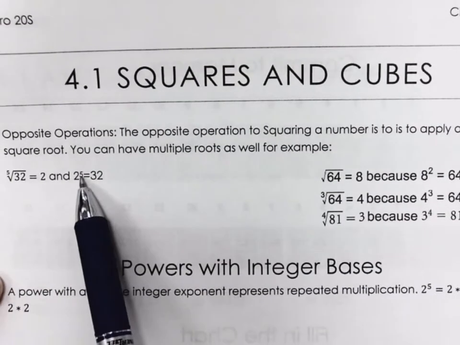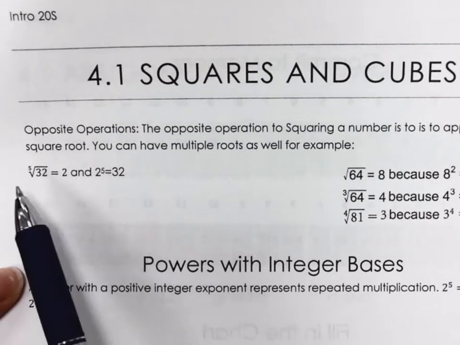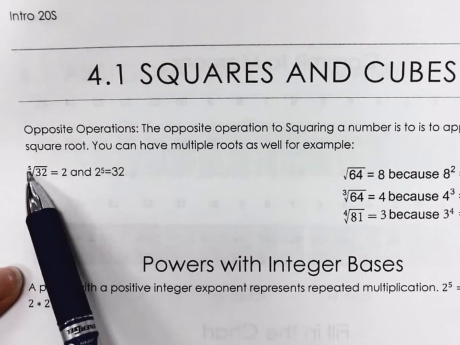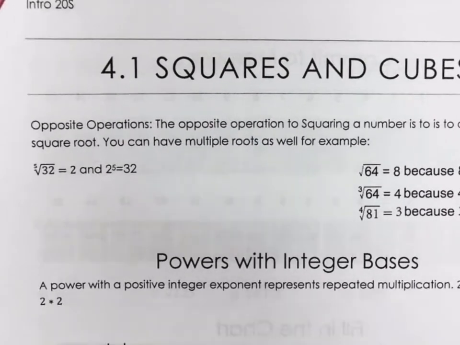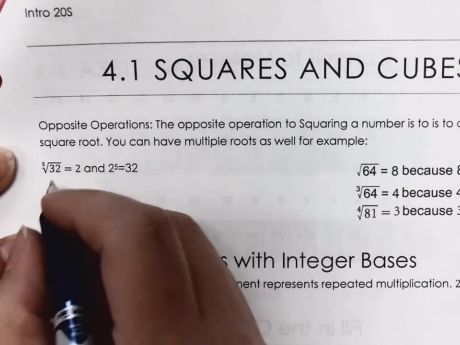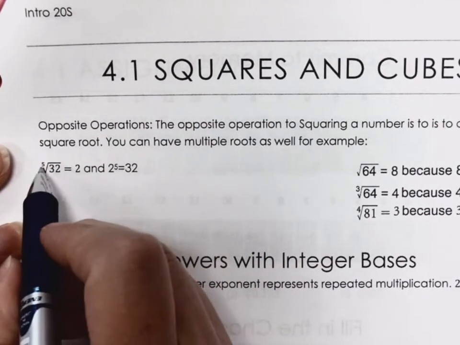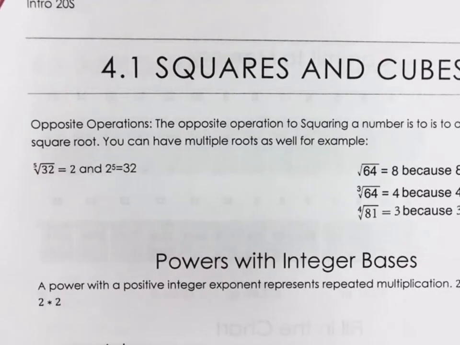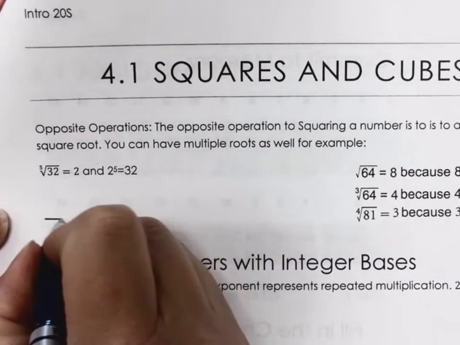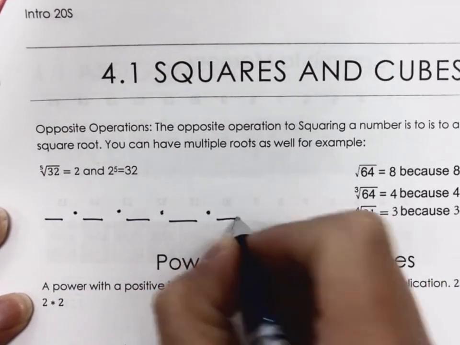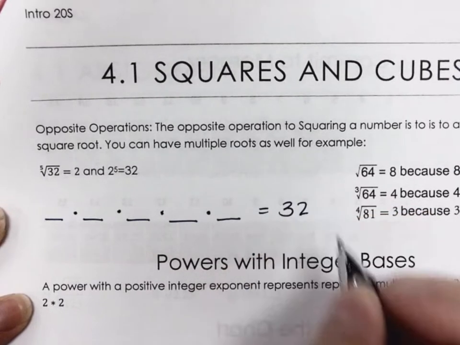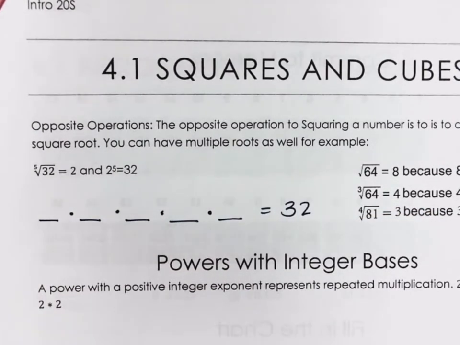They were really important because they're going to be super helpful for you. If you have something to the exponent 5, you can actually apply a 5th root to it. We've probably only dealt with square roots, and now we're going to expand that a little bit bigger. So what this means is I'm going to take what number multiplied by itself 5 times gives me 32. So 1, 2, 3, 4, 5. What number, when multiplied by itself, gives me 32?